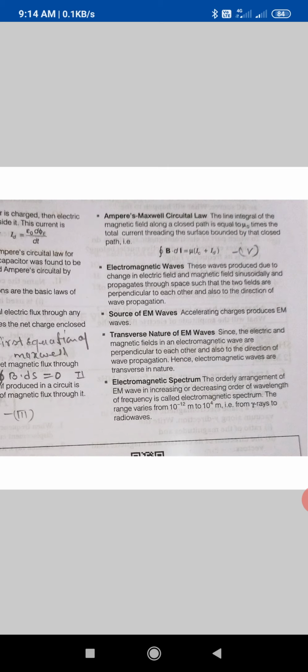According to this law, the line integral of the magnetic field along a closed path is equal to mu 0 times the total current threading the surface bounded by the closed path. Integration of B dot dl equals mu 0 times (ic plus id). This is equation number 4, where id is displacement current.